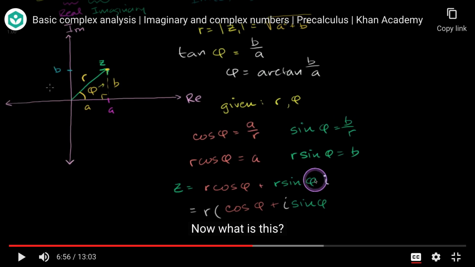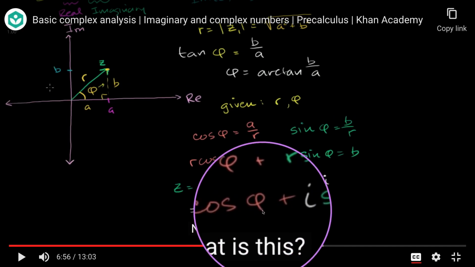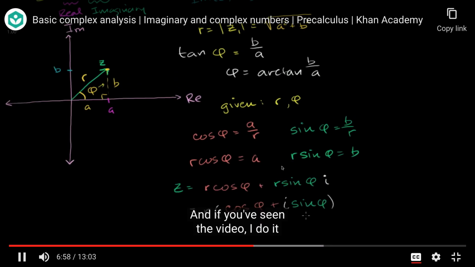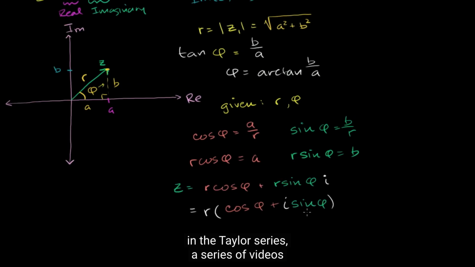Okay, wait a minute. Here, I just want to remind you how you can read this symbol. They call it phi. You read it as phi, F-I. That's it. And if you've seen the videos I did on the Taylor series, a series of videos in the calculus playlist, it's really one of the most profound results in all of mathematics. It still gives me chills.